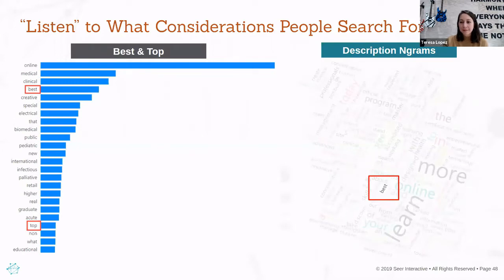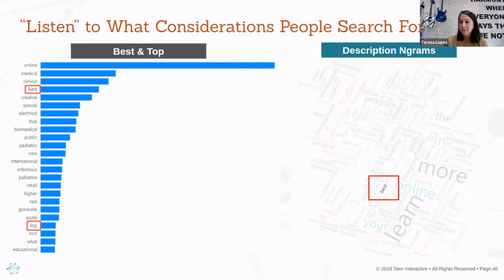This is a little bit hard to see, but we mentioned that we saw "best" and "top" showing up a lot in our search queries. On the right side, the description n-grams show how often words from our ad copy were showing up. So we're literally comparing what's showing up in our search queries to what's showing up in our actual ad copy.